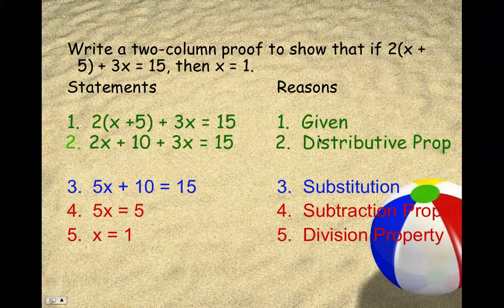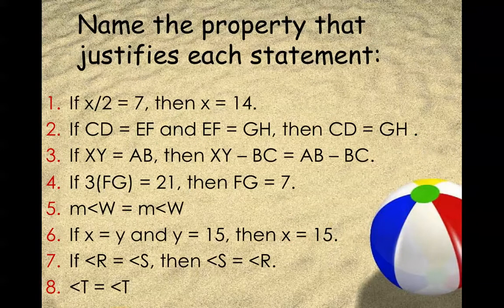Right? Now, just a little technicality here. Whenever you're naming properties, it's good practice to write property of equality or property of congruence when necessary. Notice all of these are going to be properties of equality. It's an equation sign. There is no subtraction property of congruence or division property of congruence. Reflexive, symmetric, and transitive are the three properties where you need to make sure you differentiate between the two.